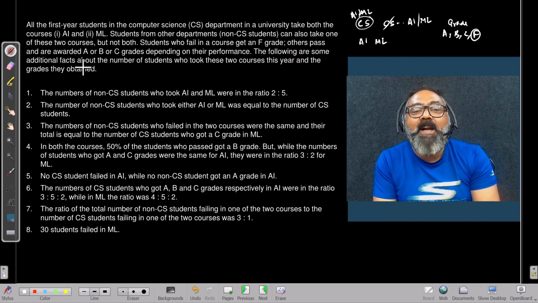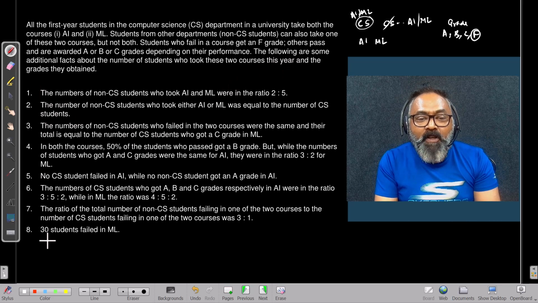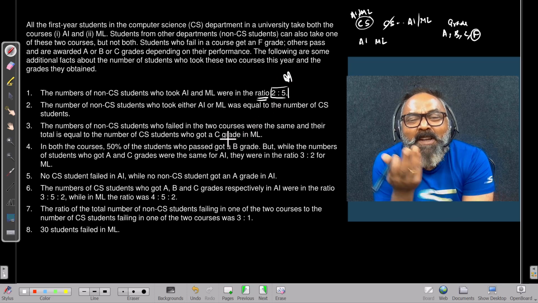The following are some additional facts about the number of students who took these 2 courses this year and the grades they obtained. Wonderful. There are 8 of these. We could just quickly read it. The number of non-CS students who took AI and ML were in the ratio 2:5. So immediately we see that a little bit of maths is involved. Ratio, I think these numbers are cute. No problem. 2:5 is something that we can deal with.